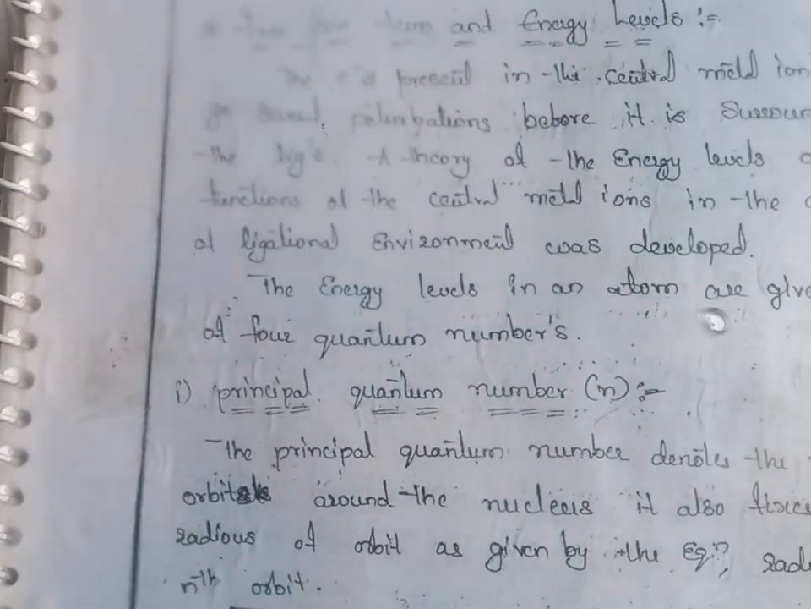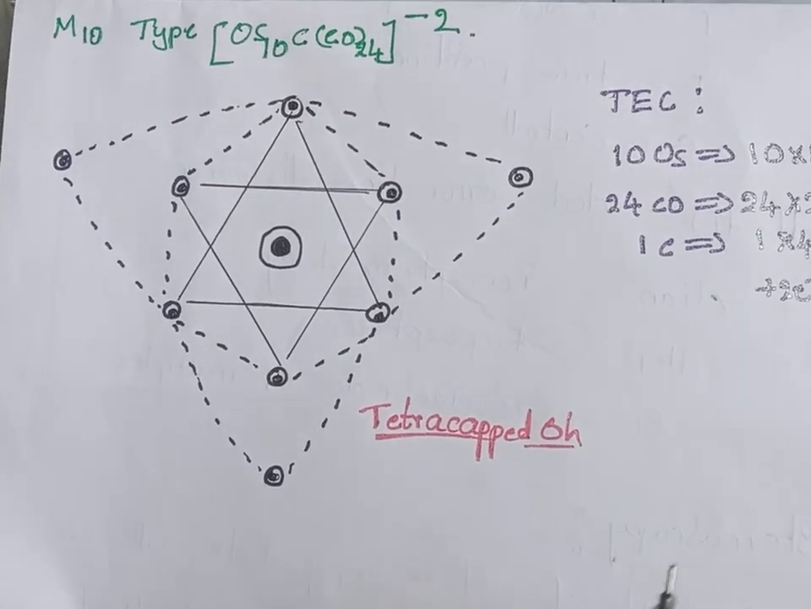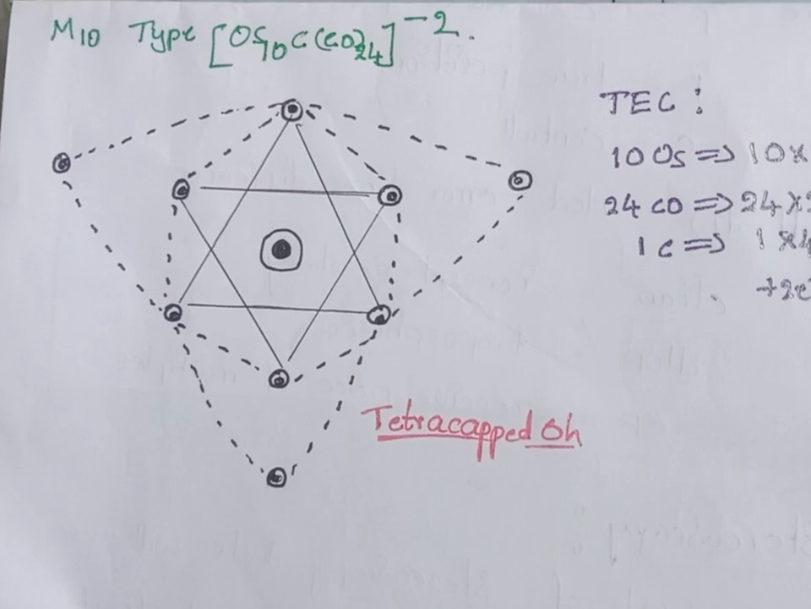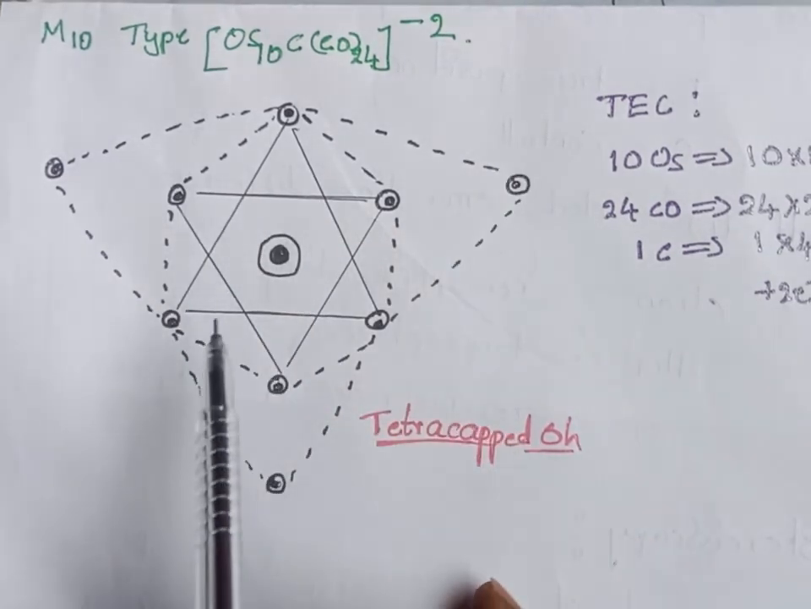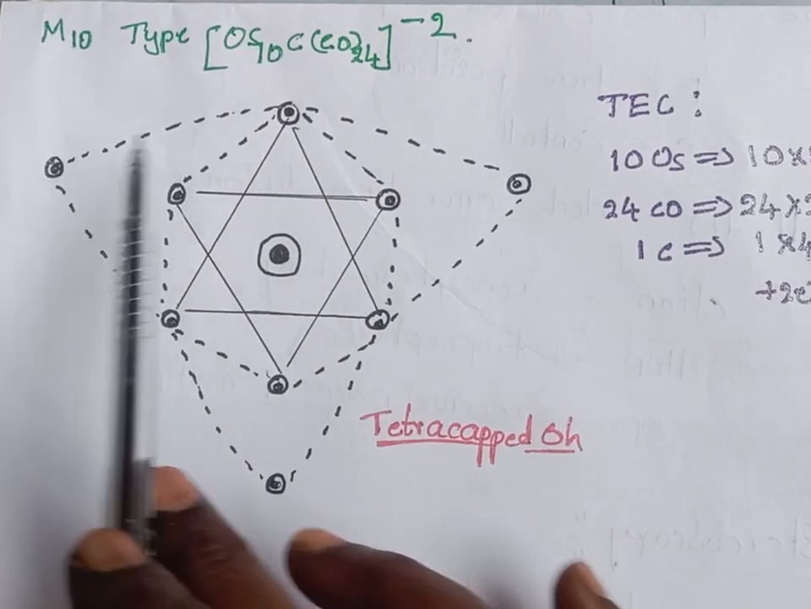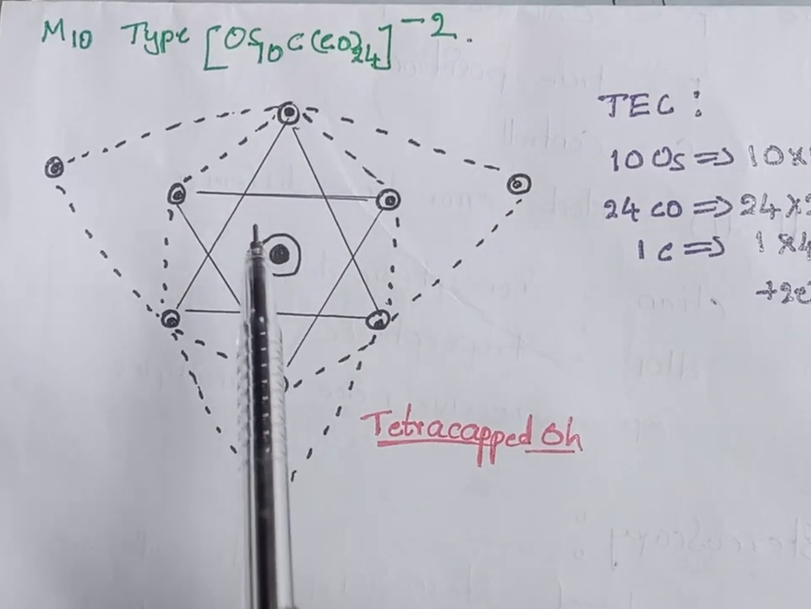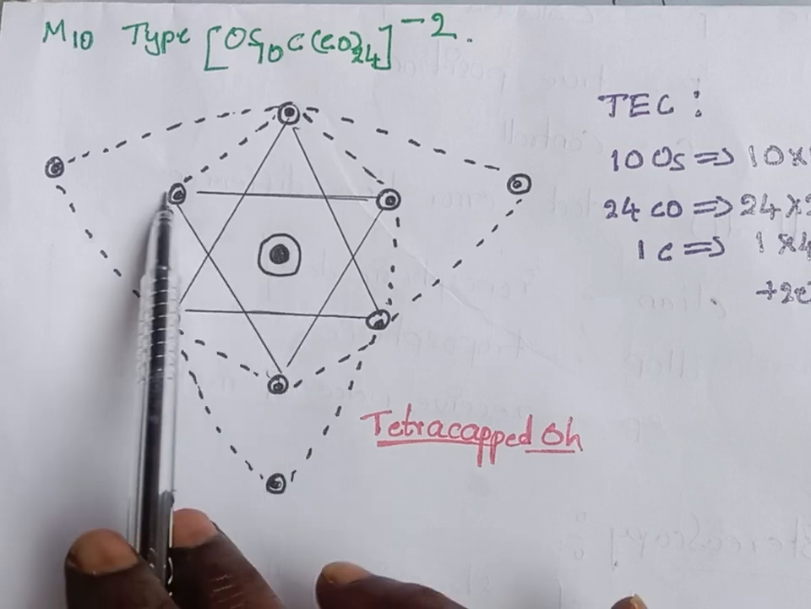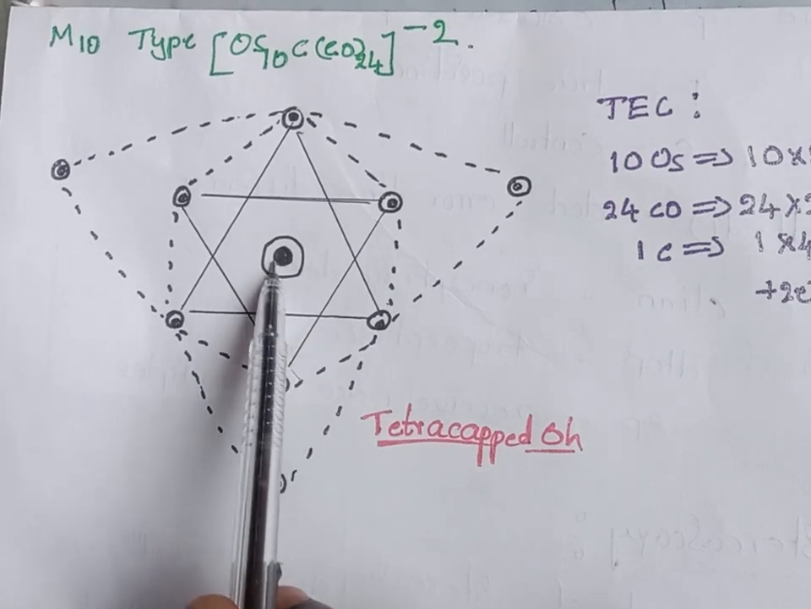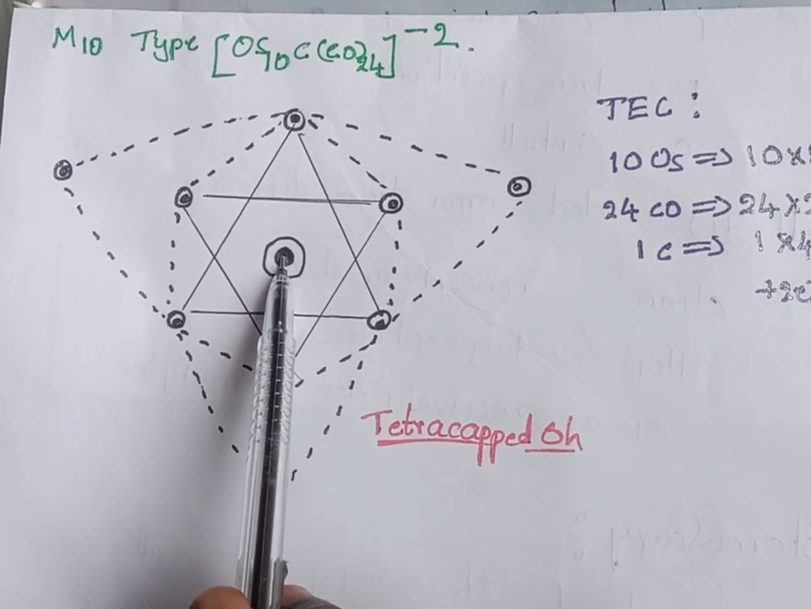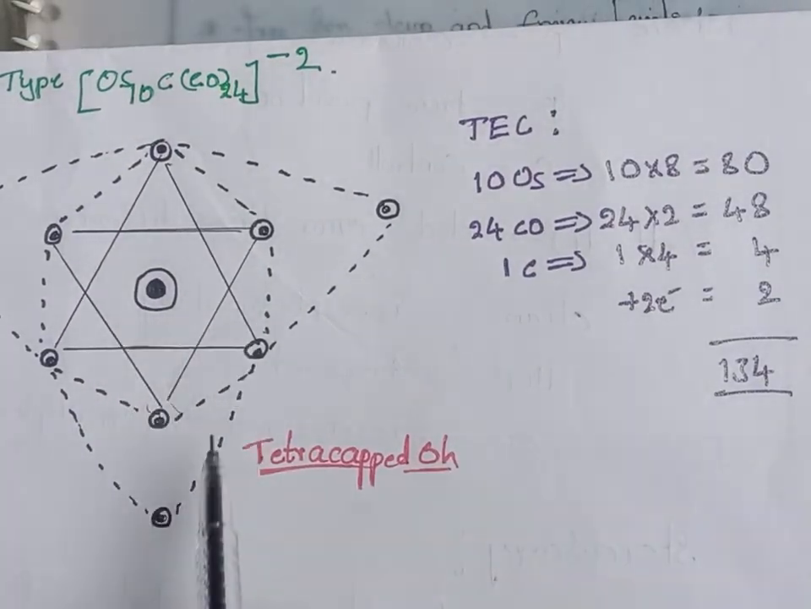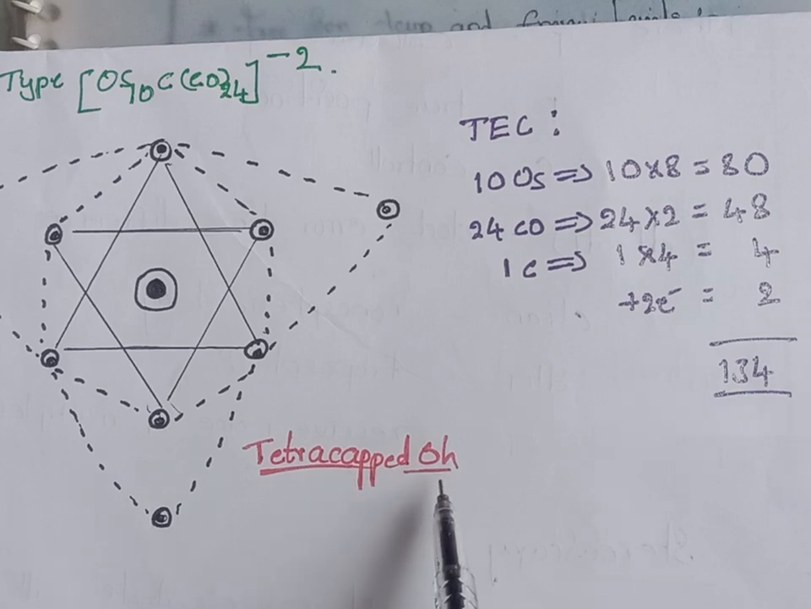And if you see the M10 type, Os10C(CO)24 2-. In the structure of this metal carbonyl cluster, 6 metal atoms are arranged in an octahedral manner, 3 metal atoms are arranged over triangular faces, and one more metal atom is arranged over another triangular face. This big black dot represents the carbon. The structure can be called a tetracapped octahedron.